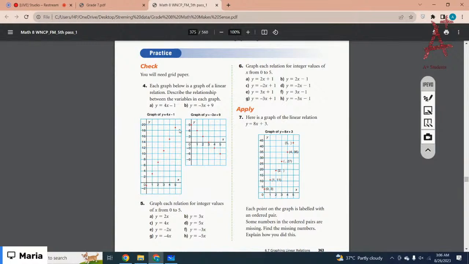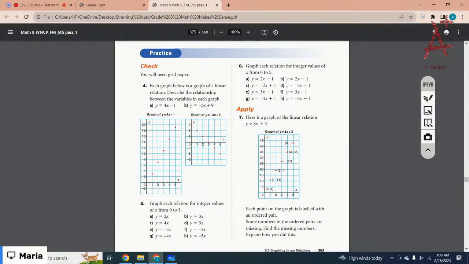Okay, so the second one is y equals minus 3x plus 9. That means when x increases by 1, y decreases by 3 because that is negative 3, right? So when x increases by 1, y decreases by 3, right? You just have to explain the relationship between them, okay?